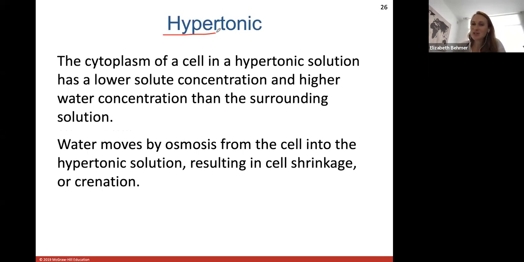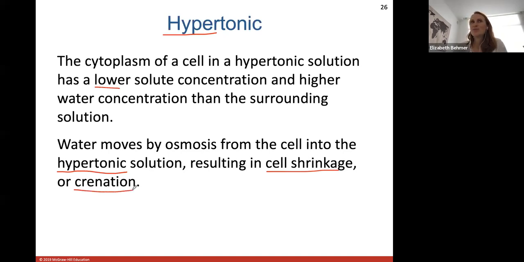And then a hypertonic solution. Hyper means more. So when a cell is placed in a hypertonic solution, the solution itself has a greater concentration than the cell. So the cytoplasm of the cell in a hypertonic solution has a lower solute concentration and a higher water concentration than the surrounding solution. So water, again, will always move to an area where there's less water. So water will move by osmosis from the cell and into the hypertonic solution where there's a greater concentration. And that will result in cell shrinkage, and we call cell shrinkage crenation.